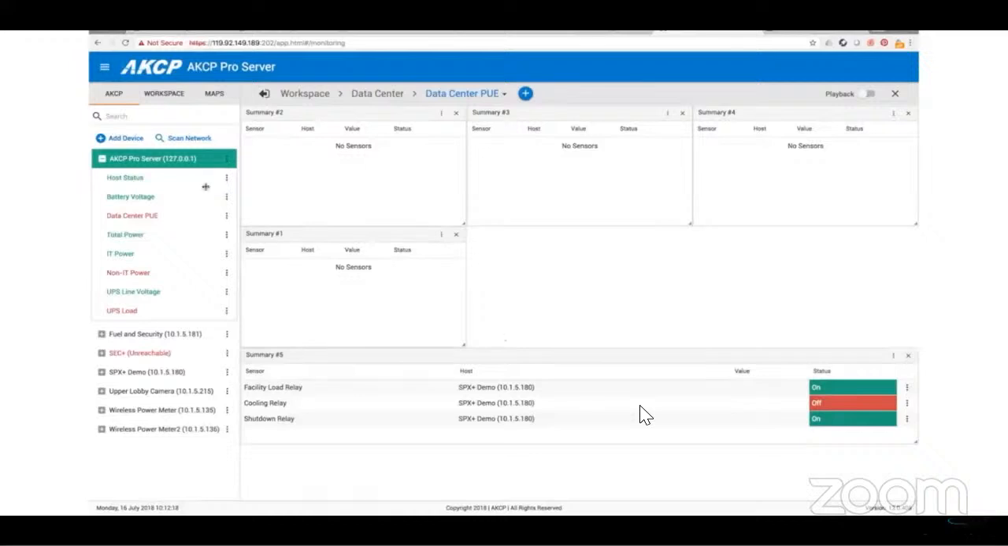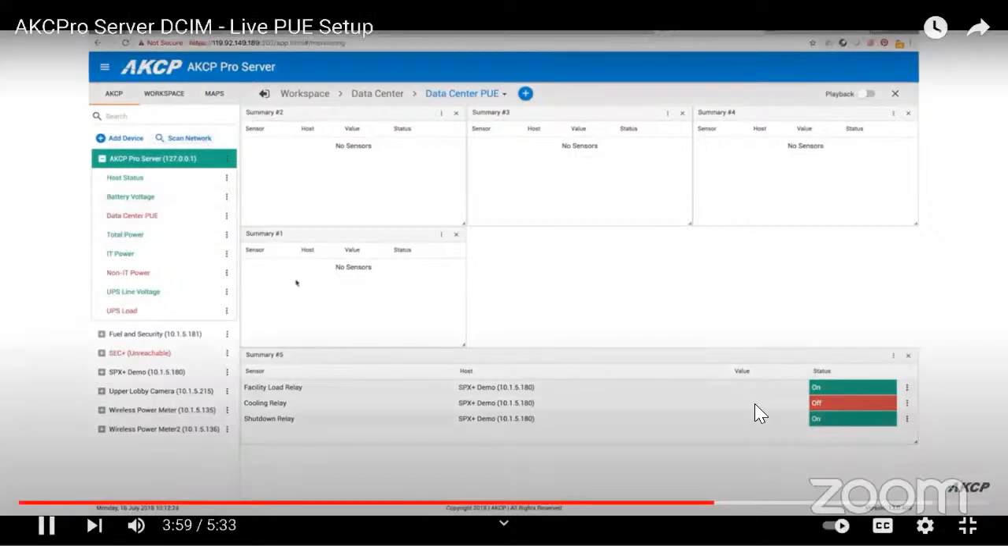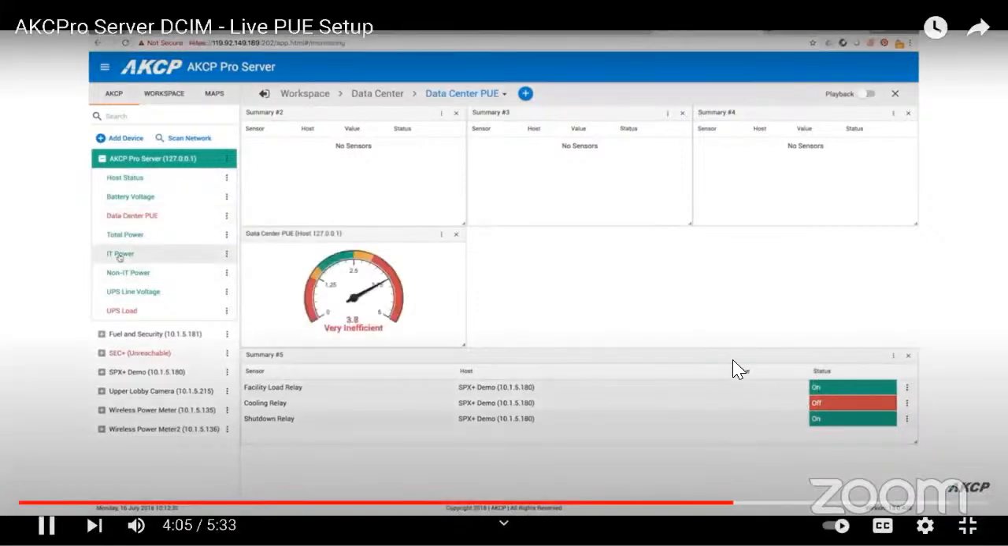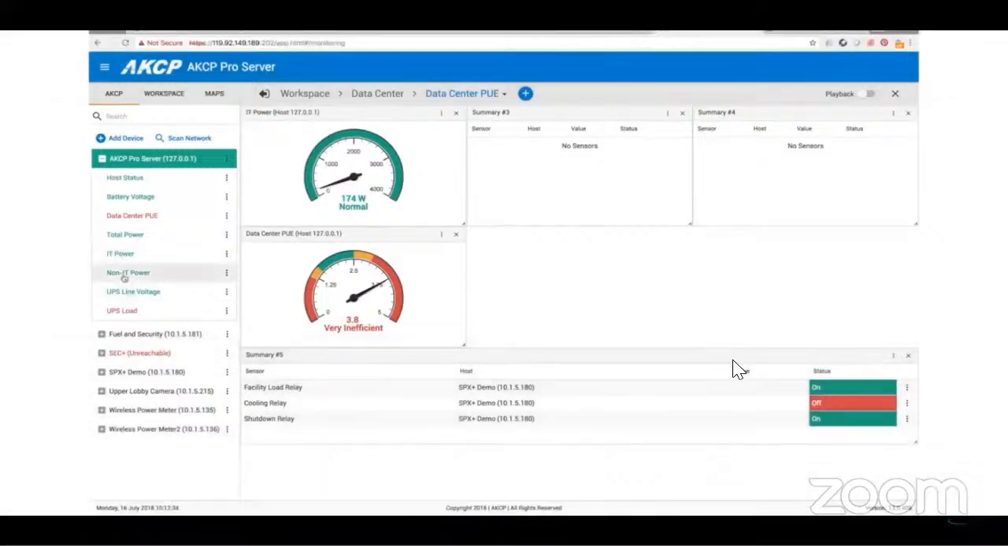Now we've named those, we can begin to drag them here into the desktop. So this desktop I've already set up. I just need to drag the sensors back into here. So our data center PUE, and then we have our IT power, our non-IT power, and our total power.